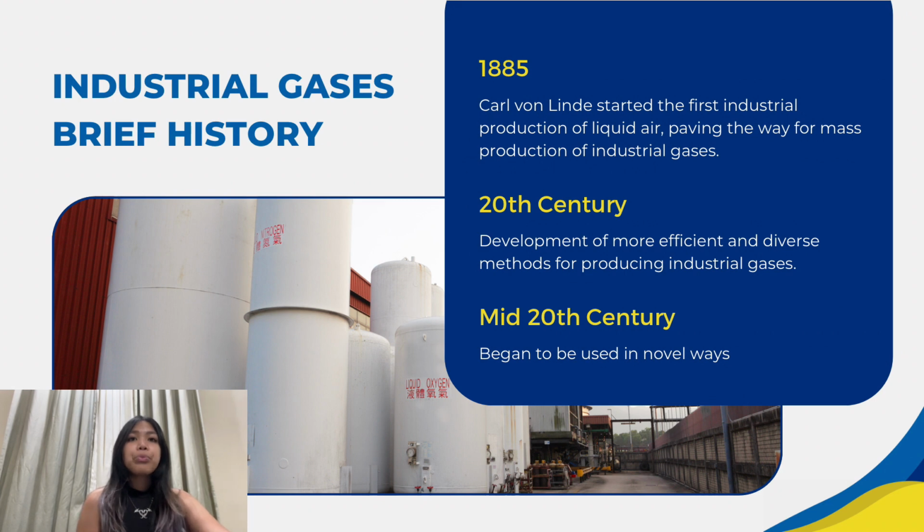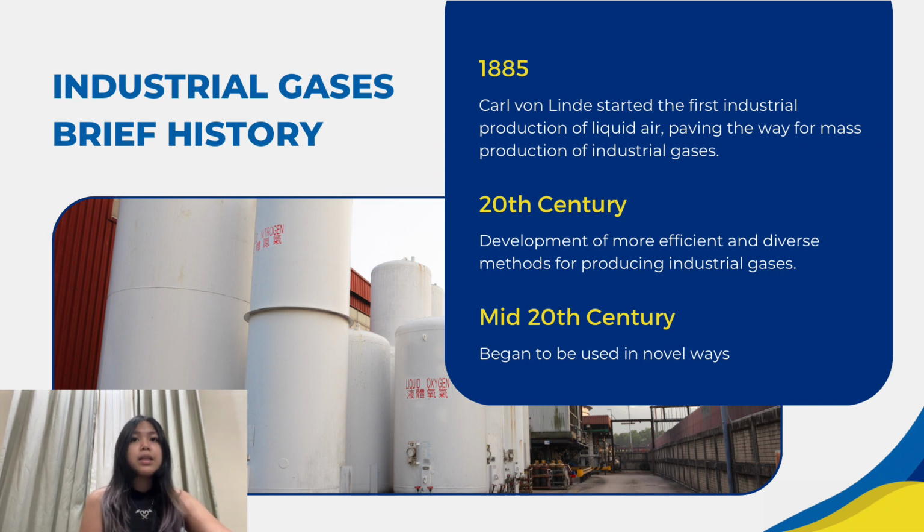So, for its brief history, the production and use of industrial gases dates back to the late 19th and early 20th centuries. In 1885, Carl von Linde started the first industrial production of liquid air, paving the way for mass production of industrial gases. His methods for gas liquefaction and separation, mainly the Linde process, are still widely used until today. Throughout the 20th century, advancements in chemical engineering and technology led to the development of more efficient and diverse methods for producing industrial gases.